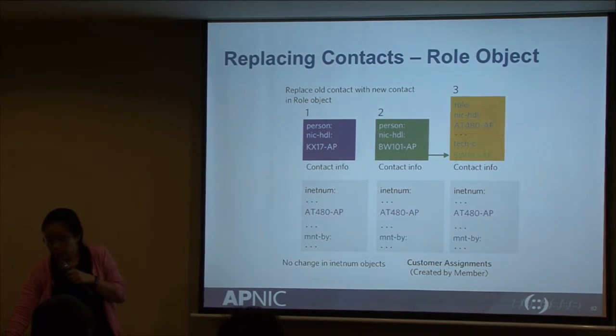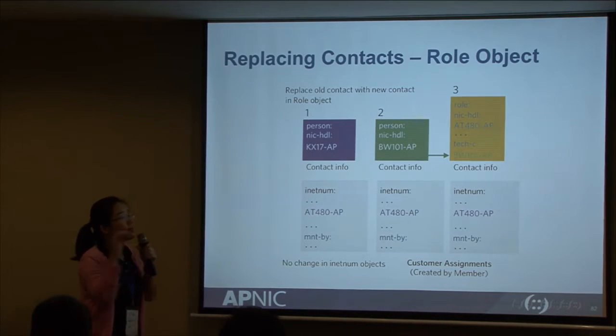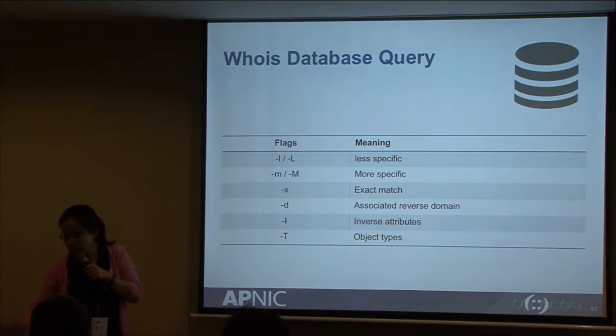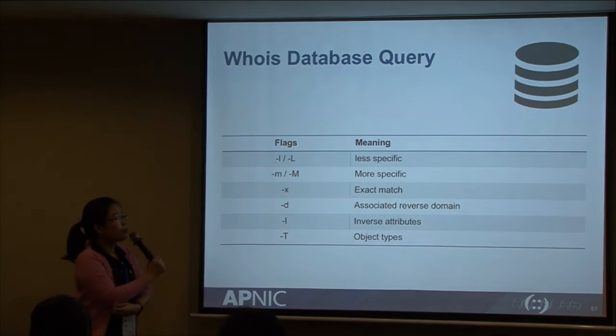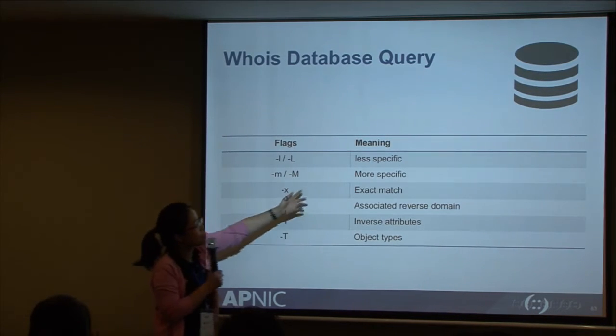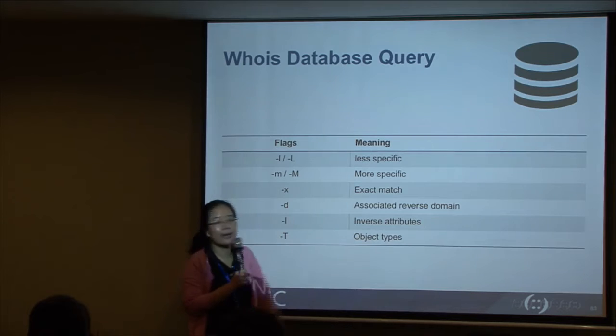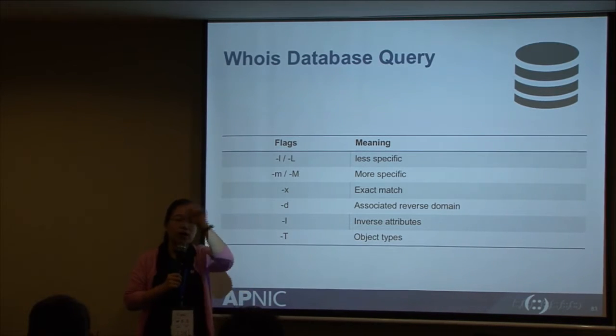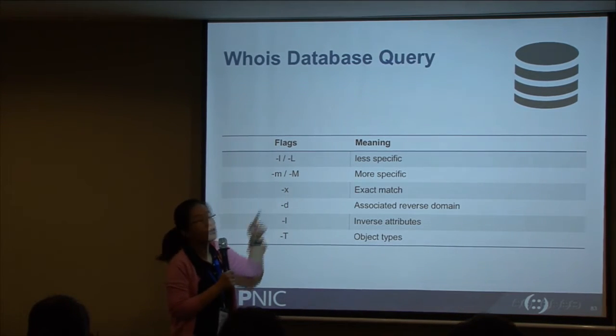And after we have compared the person and the role objects, here is about the database query. I mentioned we have less specific, more specific, and exact match. In our web portal, you can choose one of them.